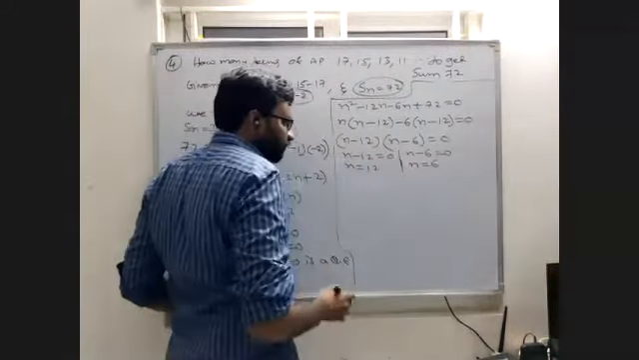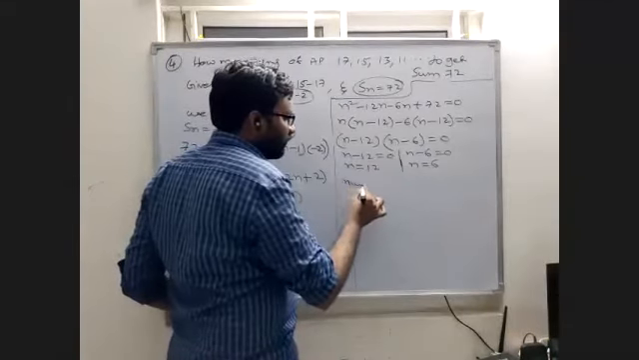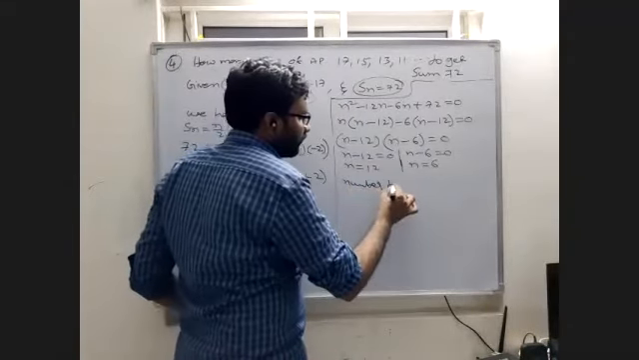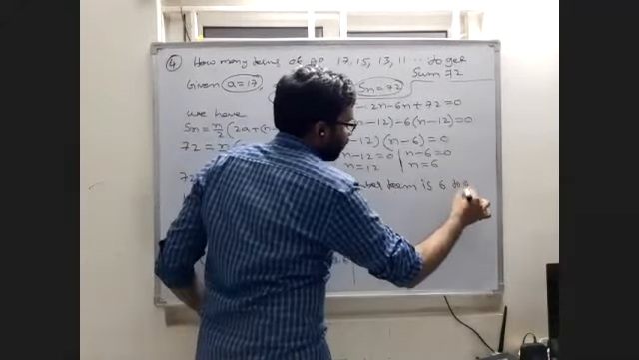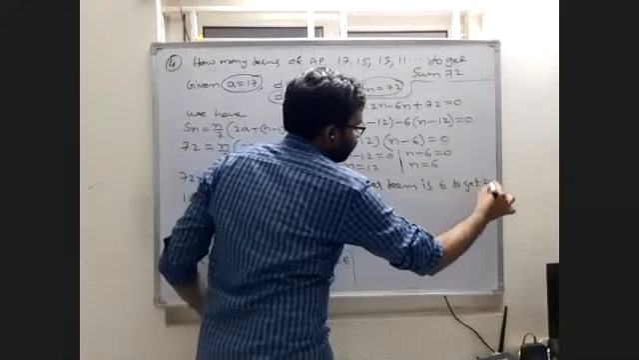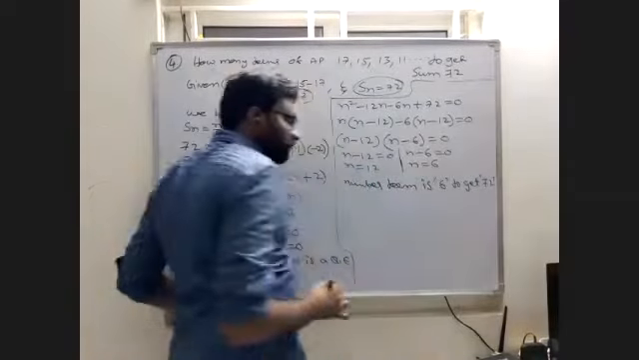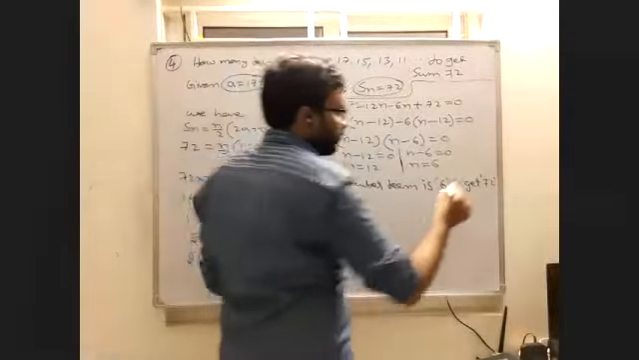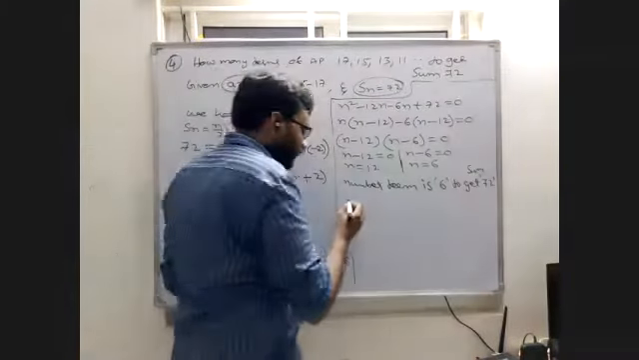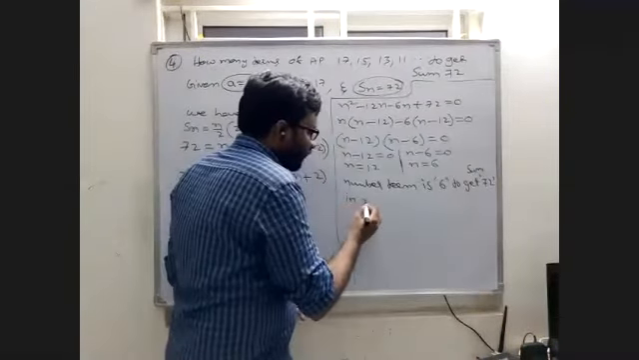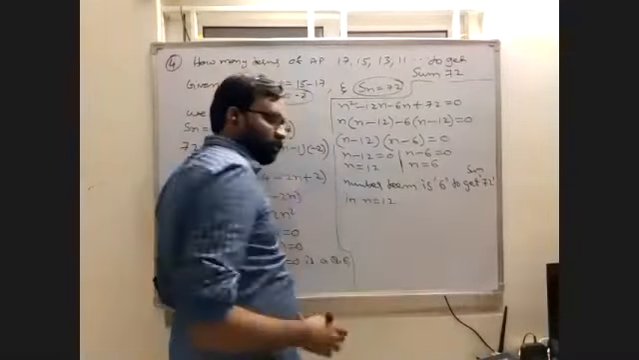The number of terms is 6 to get 72. But here 12 also we are getting. How is the 12 correct? In n equal to 12, the first 6 terms you already know, that is 6.